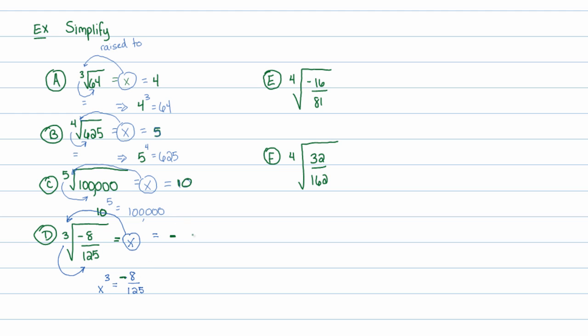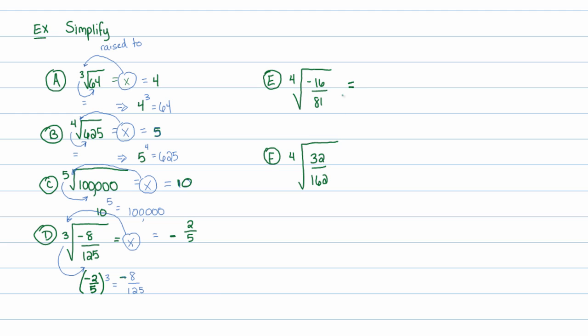And now I need the numerator to become 8. What number do I raise to the third power to become 8? Well, that would be 2. And I need the denominator to become 125. What number do I raise to the third power to become 125? That'd be 5. So therefore, it must be true that the cubed root of negative 8 over 125 is equal to negative 2/5. The reason why? Because a negative 2/5 raised to the third power is equal to a negative 8 over 125. So I'm just using that circular argument the entire time.